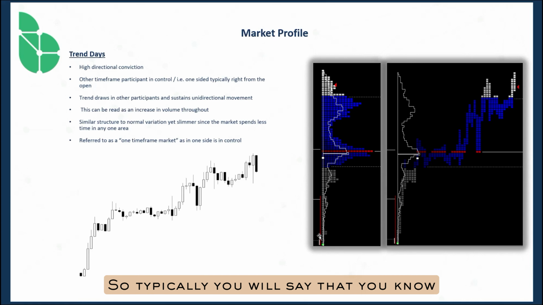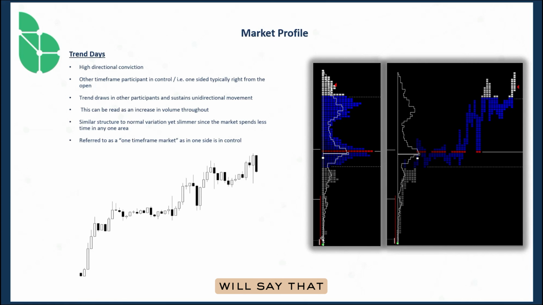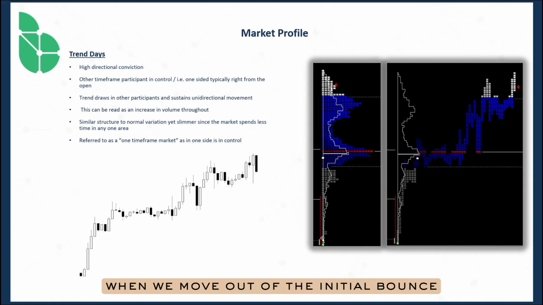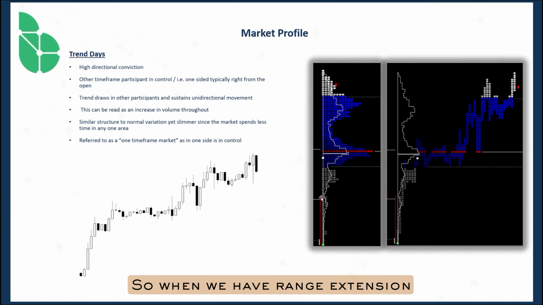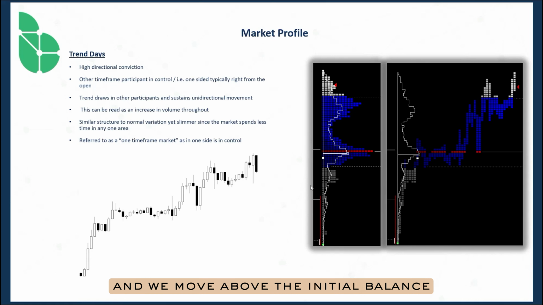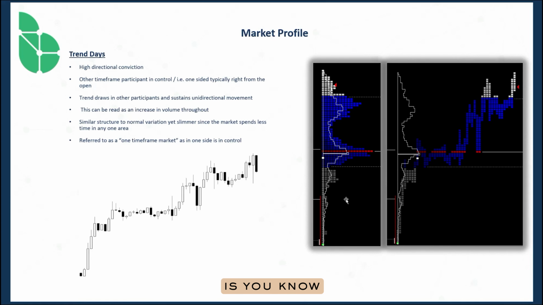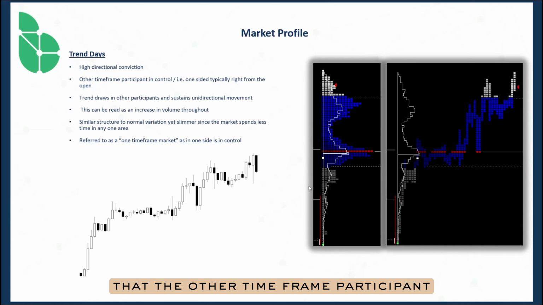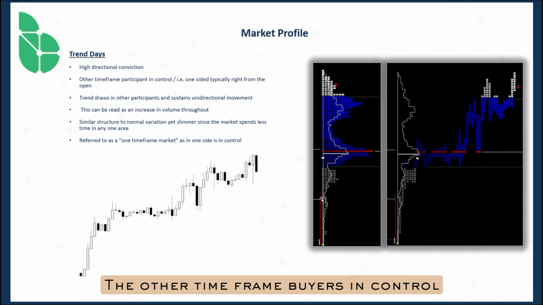So typically we'll say, as it's defined, that when we move out of the initial balance, so when we have range extension, let's say that we open up and we move above the initial balance and we have range extension to the upside. Well, what we're going to say is, based on previous profile, that the other time frame participant, in this case the other time frame buyer, is in control.